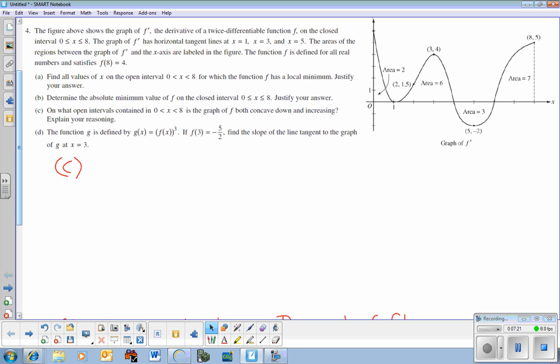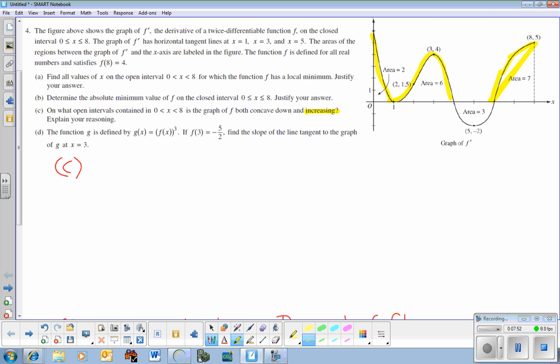Okay, so let's deal with the increasing part first. If a function is going to be increasing, its derivative needs to be positive. All right, so this is a picture of the derivative. So when this thing is positive, f is increasing. So these are possibilities for increasing, right? F prime positive means f is increasing.